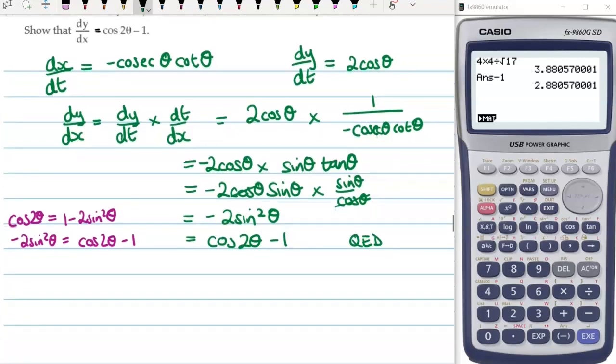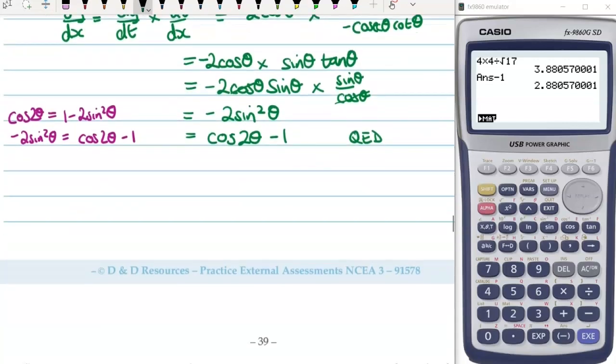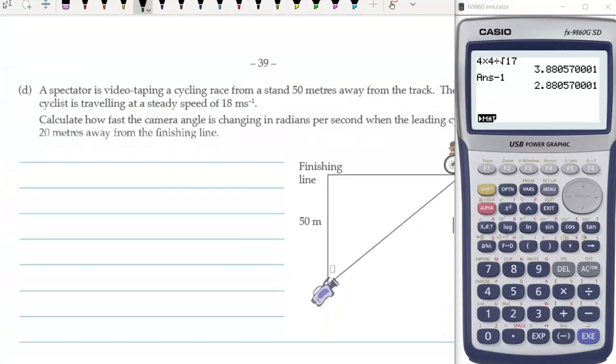Don't worry about the QED notation. Sorry, I did that out of habit. It's a Latin notation for quod erat demonstrandum. It literally means so I've shown it. It's a nice way of finishing off the question when you've shown something you were asked to show. Absolutely not necessary, just a little bit of nerdy maths that you can put in there.